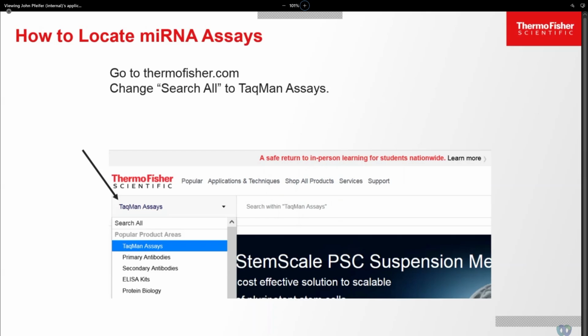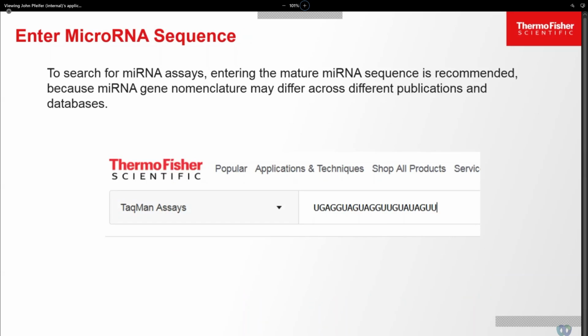So the next question is, let's say you're interested in microRNA research, you'd like to obtain some microRNA assays. One way to do that is go to our Thermo Fisher website, and the default search is search all. What I'd like to do is change that to TaqMan assays. It's very simple to do. Next, we recommend for the search parameter to use the mature microRNA sequence. A reason for that is that the nomenclature for various microRNAs can differ from database to database, but the mature sequence, there's no ambiguity there. So that's what we recommend for the search.